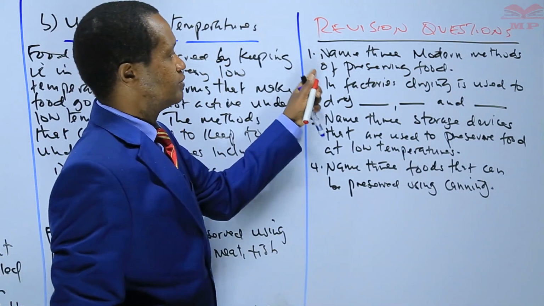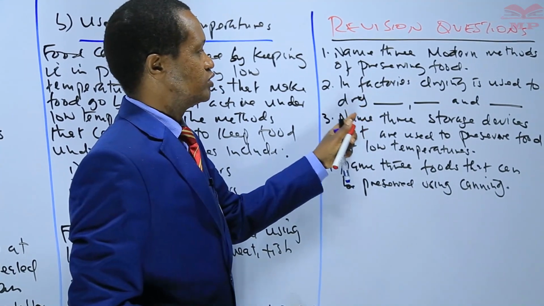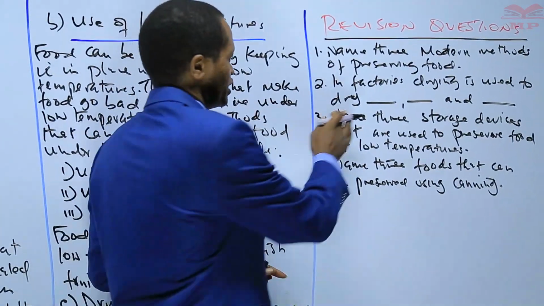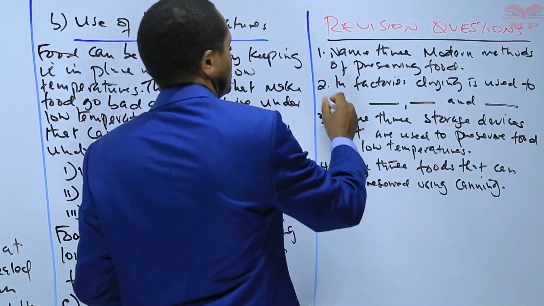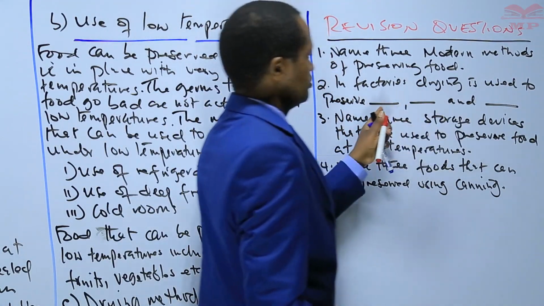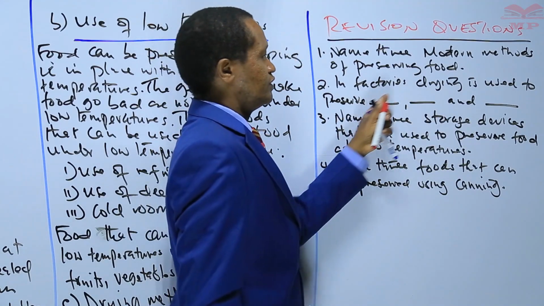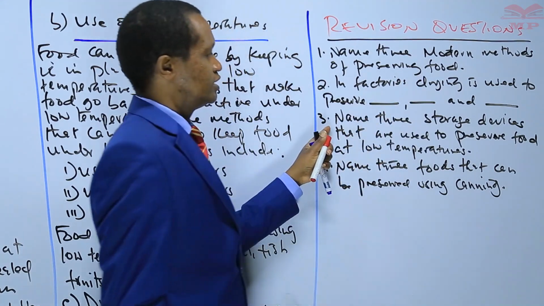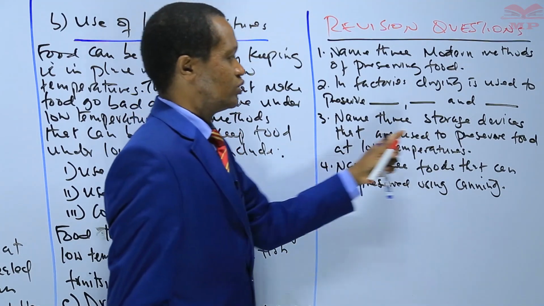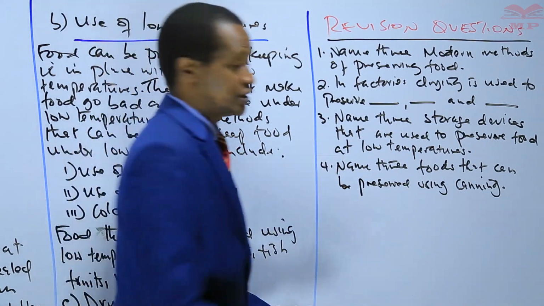Question 1. Name 3 modern methods of preserving food. Question 2. In factories, drying is used to preserve ___ and ___. Name the foods that can be preserved in factories. Then number 3, name 3 storage devices that are used to preserve food at low temperatures. Then lastly, name 3 foods that can be preserved using canning.